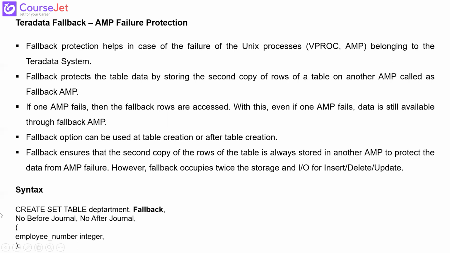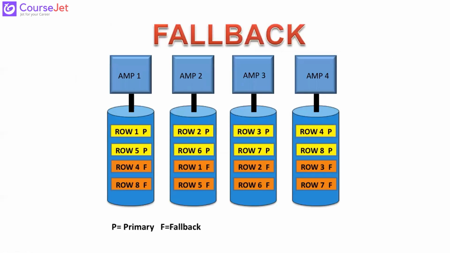This is an example of how to create fallback. Create set table or multiset table, the table name, and then you mention it as fallback. This is automatically taken care of by the system. We just need to mention it to be fallback. In case it is a normal table, we'll be writing no fallback. Here we write it as fallback. So this is an example of fallback.